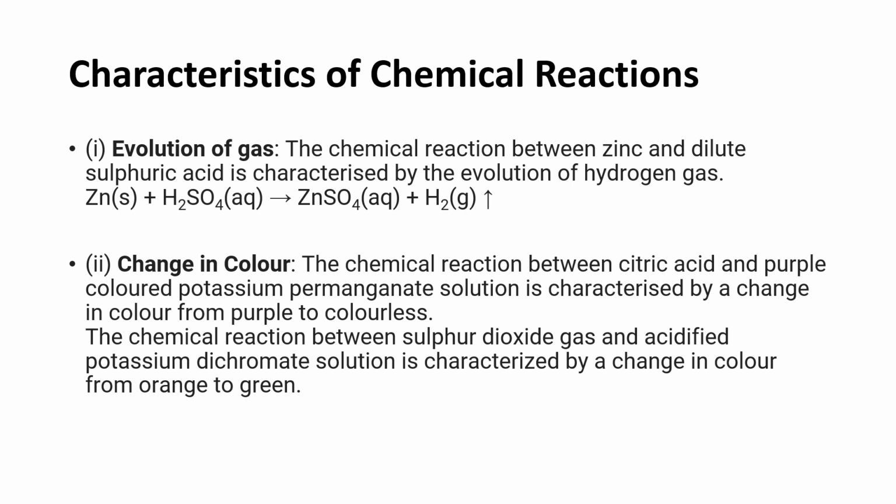Number 2. Change in color. The chemical reaction between citric acid and purple-colored potassium permanganate solution is characterized by a change in color from purple to colorless. The chemical reaction between sulfur dioxide gas and acidified potassium dichromate solution is characterized by a change in color from orange to green.